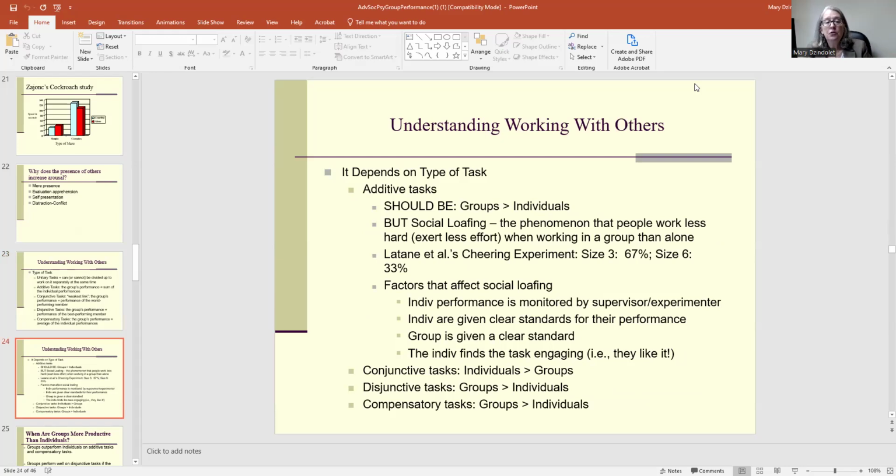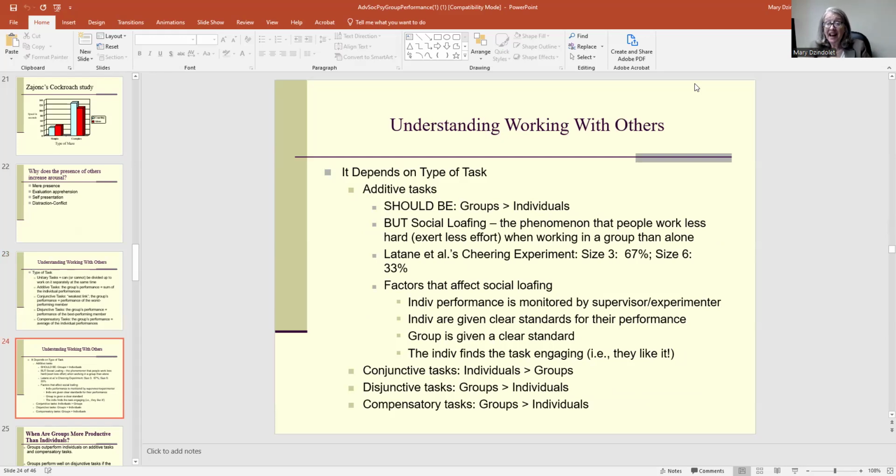In a group, usually someone who has a very whacked out idea or is very different from everyone else will get buffered down some. So groups tend to do better than individuals. In disjunctive tasks, clearly groups are going to do better than individuals because all you need is one person to get it right and the whole group gets it right.